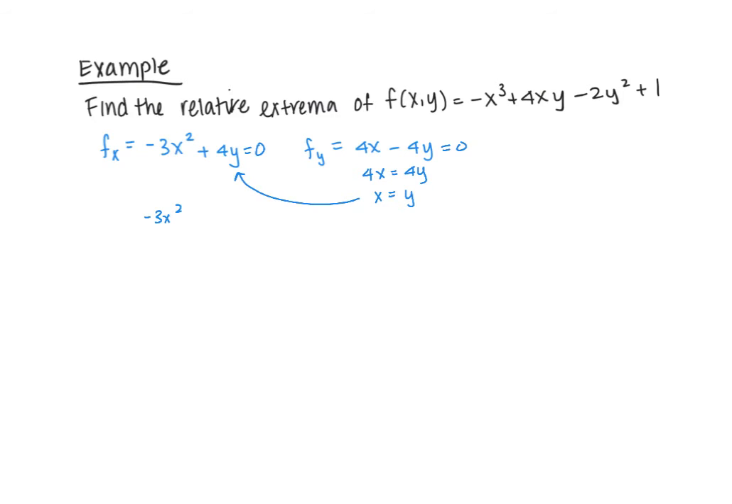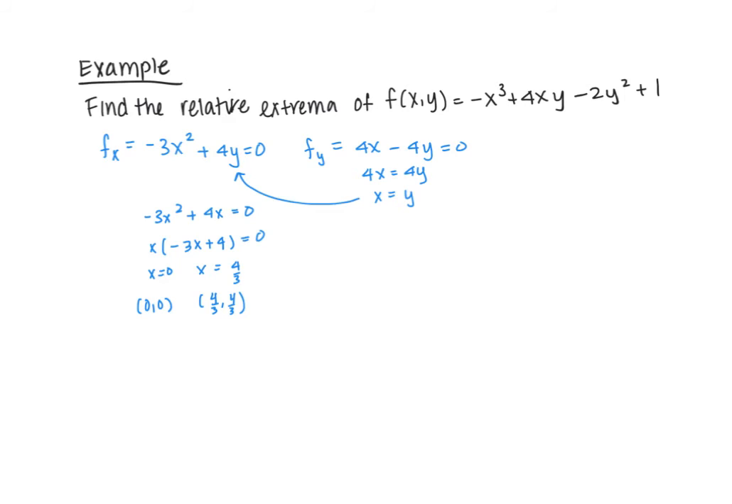So now I'm going to substitute x in for y into the first equation. Negative 3x squared plus 4x equals 0. I can factor out an x, so I have x times negative 3x plus 4 equals 0. So that means x equals 0 and x equals 4/3. So I have 2 critical points. One is at 0, 0, and one is at 4/3, 4/3.